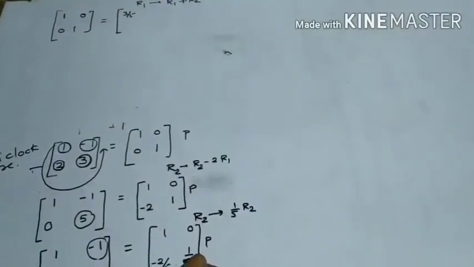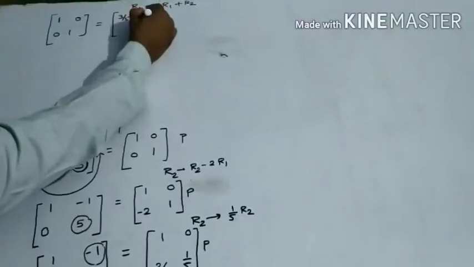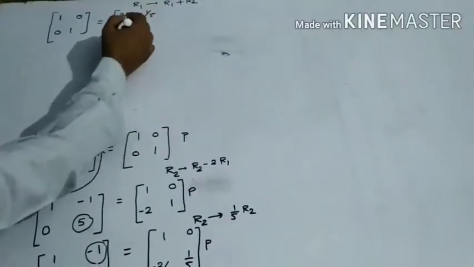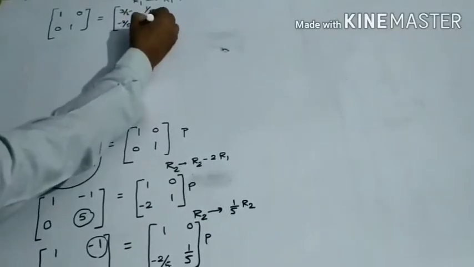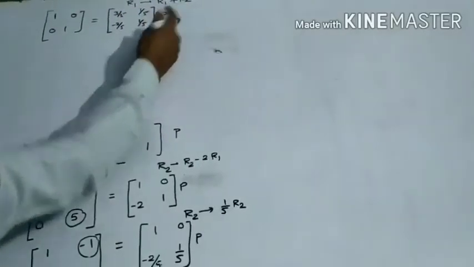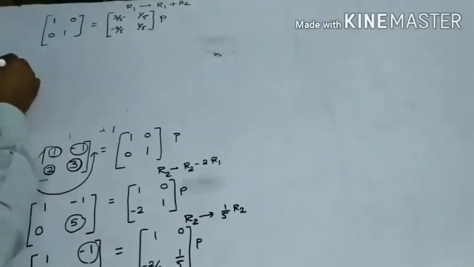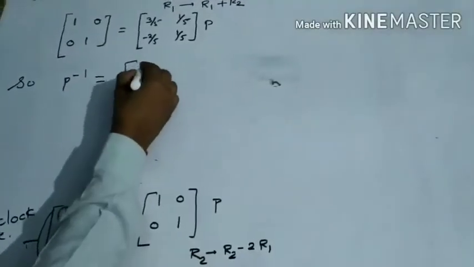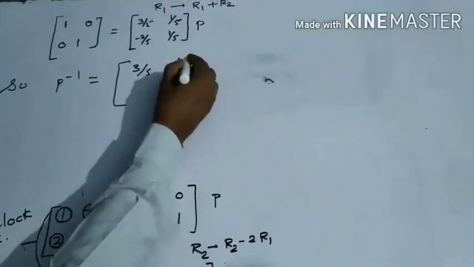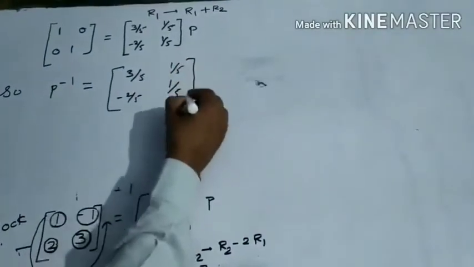Next, this is 0 plus 1 by 5, means this is the 1 by 5, and here again minus 2 by 5, and this is the 1 by 5, and this is the P. Now this is converted into the form of the identity matrix. So P inverse is equal to 3 by 5, 1 by 5, 2 by 5, and then 1 by 5.